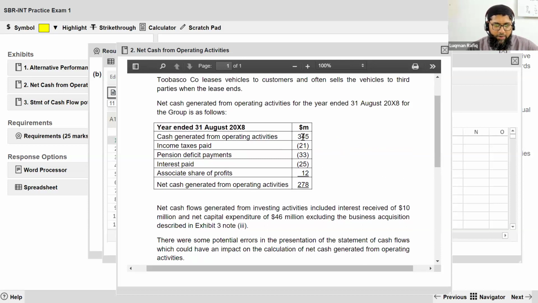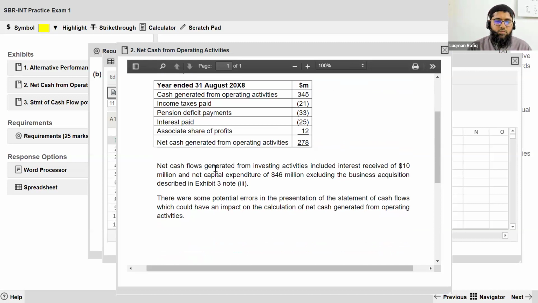Cash generated from operating activities is like this: 345, income taxes paid, pension deficits, interest paid, associate share of profit, so and so. Net cash generated from operating activities. Net cash from operating activities includes interest received of 10 and net capital expenditure of 46 million, excluding the business acquisition discussed in Exhibit 3. There were some potential errors in the presentation of the statement of cash flows. There could have been an impact on the net cash generated from operating activities.